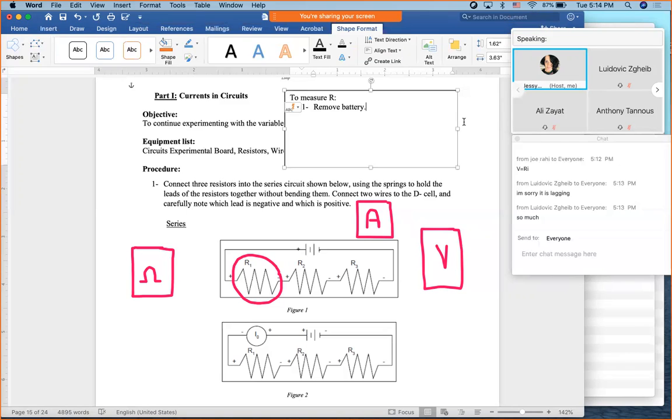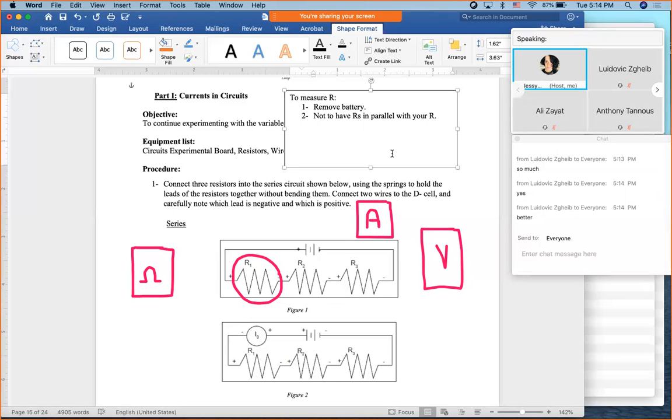So one, remove the battery, and two, it's very important not to have other resistors in parallel with your R. If you want to measure the resistance of R1, you can keep R2 next to it, no problem, because it's not in parallel with it. But if it was in parallel, it would be really bad because it would give you R equivalent. All right, Ludovic, can you hear me now? Okay, so it's very important to remove the battery.